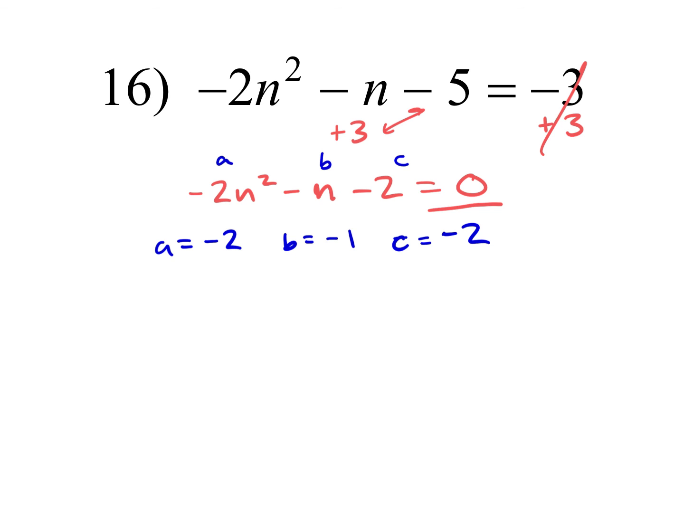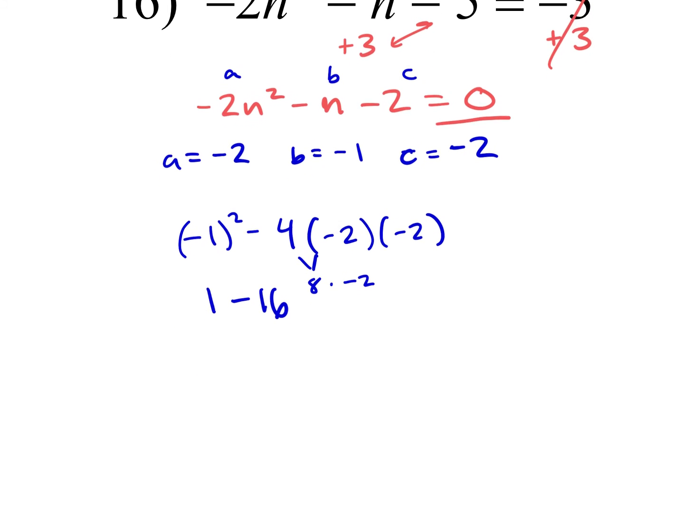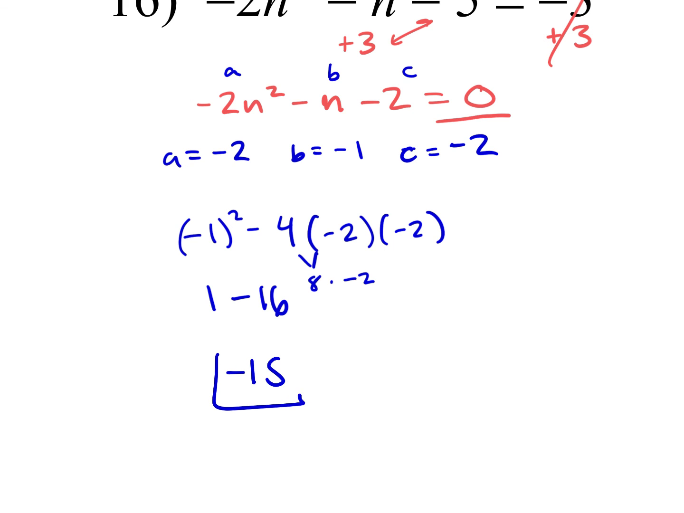So now I plug it in. What's the formula that I'm plugging it into? Awesome. B squared minus 4AC. So 1 minus, what's -4 times -2? +8. And +8 times -2? -16. What's 1 minus 16? -15. So -15 is my discriminant. How many solutions do I have? No real solutions.